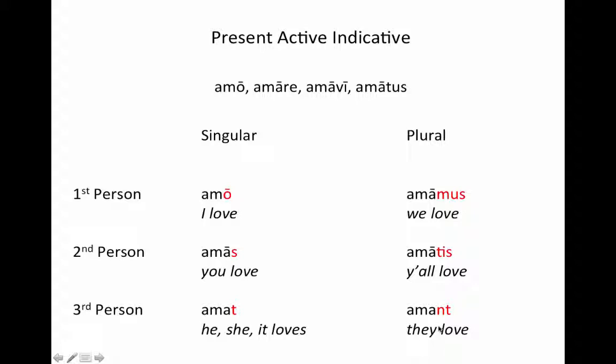Nt, they love. So remember, to get your stem, you go to that second principal part, the infinitive, drop off the re. Other than that, start memorizing these endings and how to translate them.